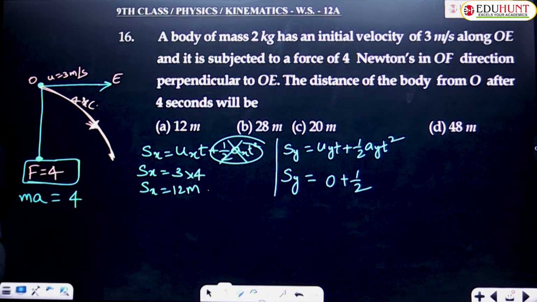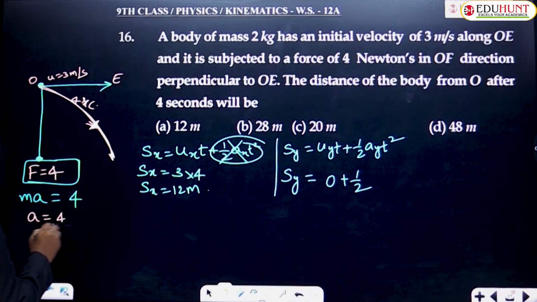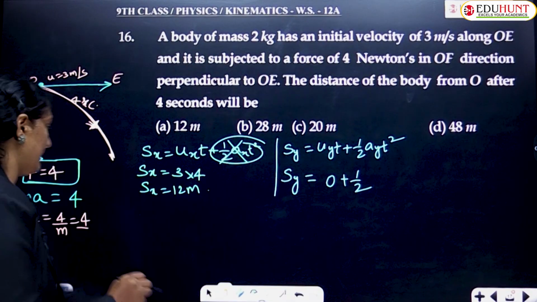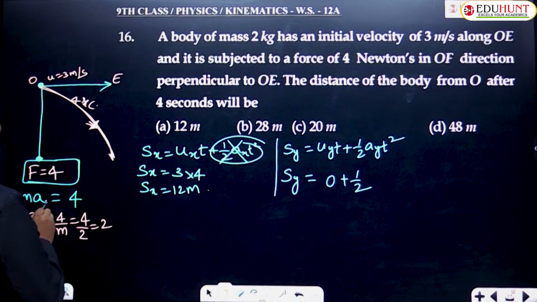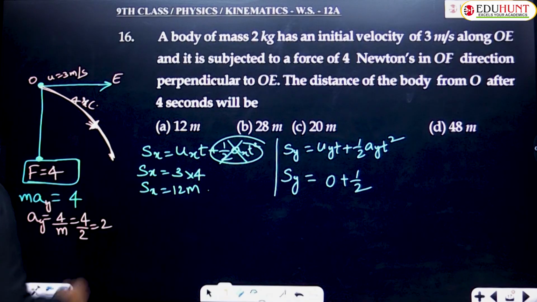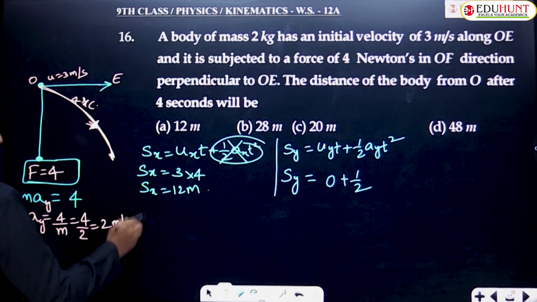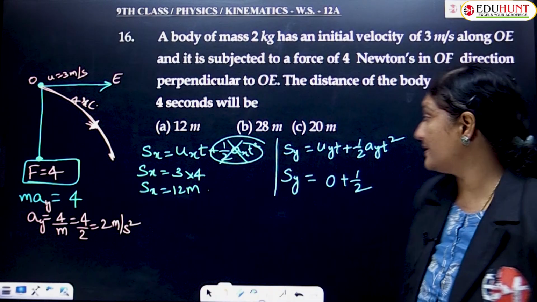F is given as 4 newtons. That means, by the formula force equals mass into acceleration, ma is 4 newtons. So acceleration will be equal to 4 by m, and the mass of the body is given as 2 kg. So this is 2. So acceleration along the vertical direction is taken as Ay equals 2 meter per second square. Substituting the same in the above equation, how much are you getting, children?